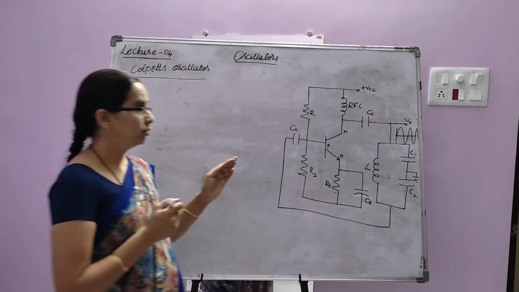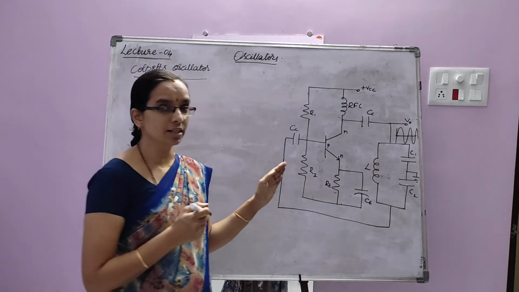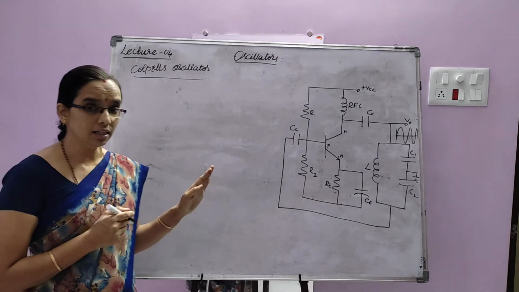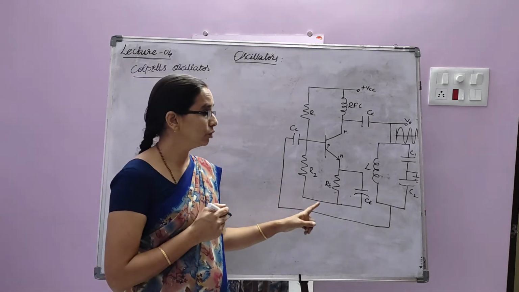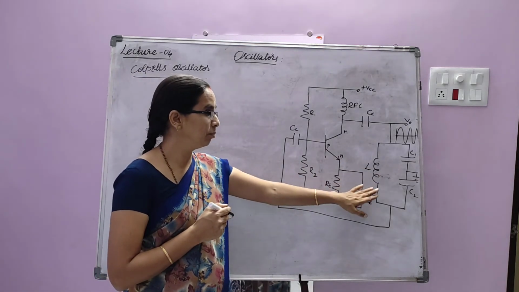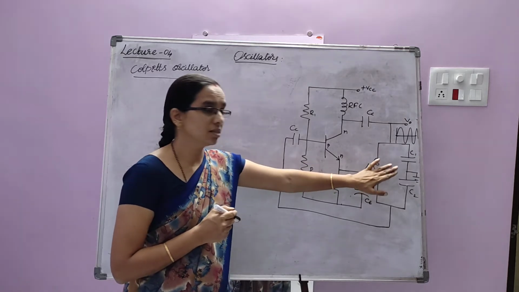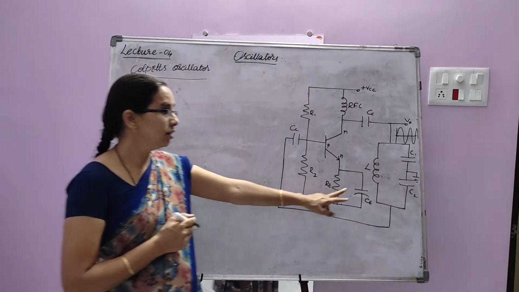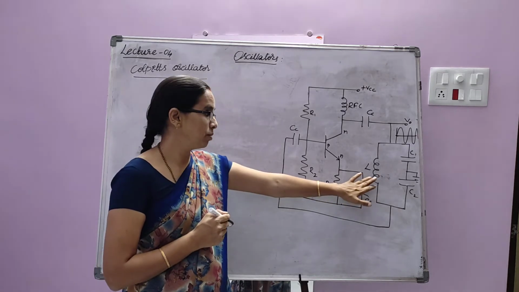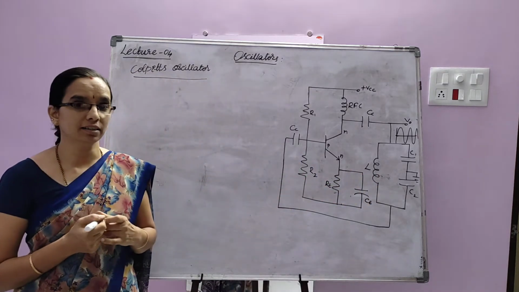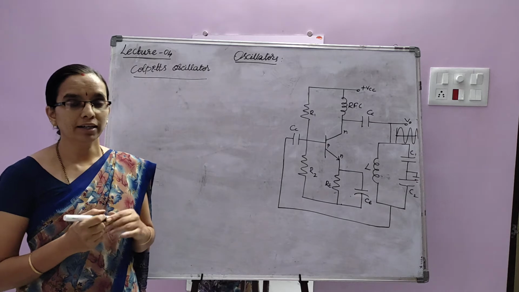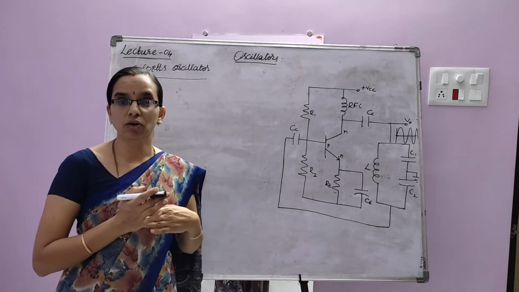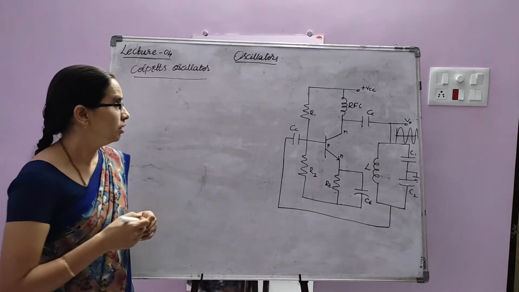So the circuit of the Colpitts oscillator is similar to the Hartley oscillator. The only thing you should remember is that the two inductors have been replaced by the two capacitors C1 and C2, and the single capacitor was replaced by a single inductor L. Okay, and the LC circuit action will be the same here.